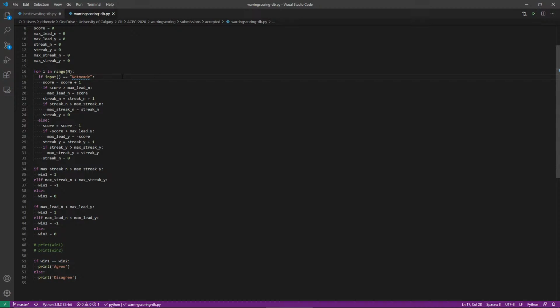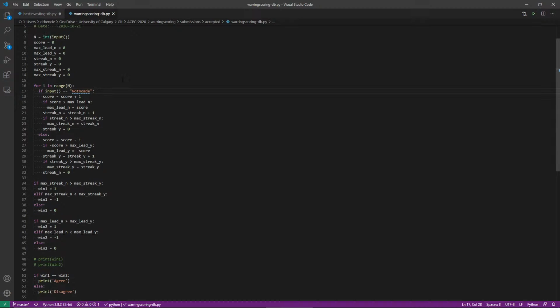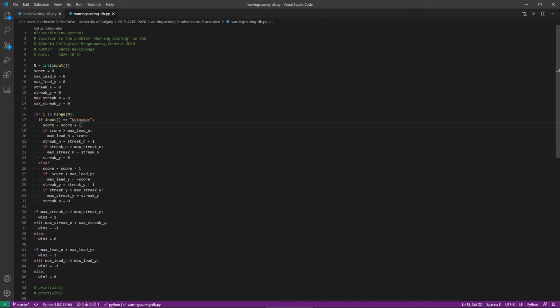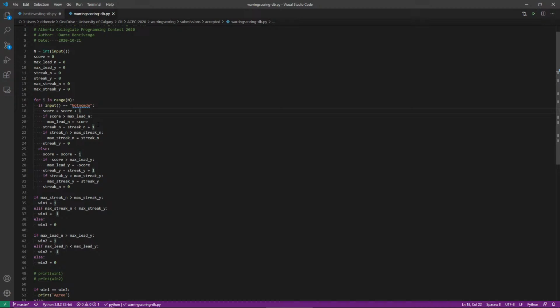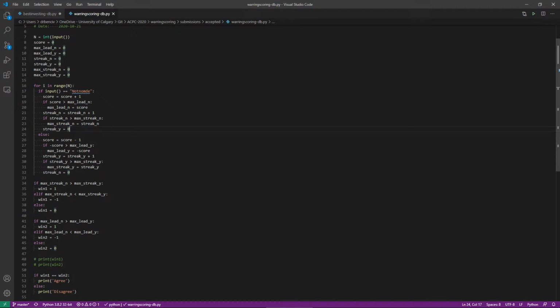And then basically for each point, if a player was not nommed, then the score, I'm just using it to count the lead that not nommed has in particular. So if the score is bigger than not nommed's biggest lead, then replace that. Then with the streak, we'll increment not nommed's current streak. If the current streak is better than the best streak, then we replace the best streak. And then because not nommed had a point, Irglak, if you had a streak, that gets cancelled out. And then this is just the exact mirror image if Irglak had the point.